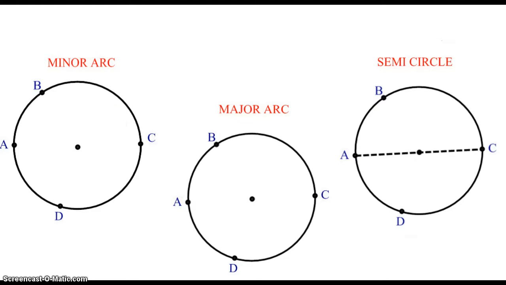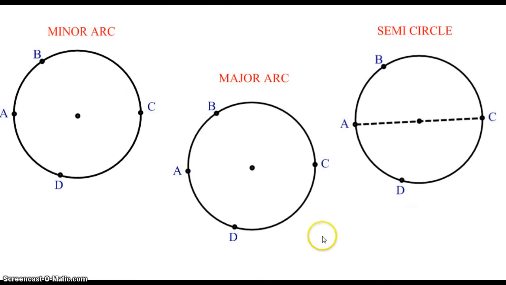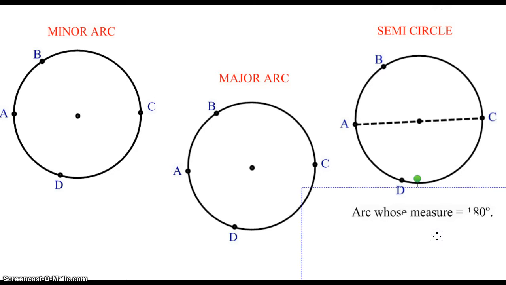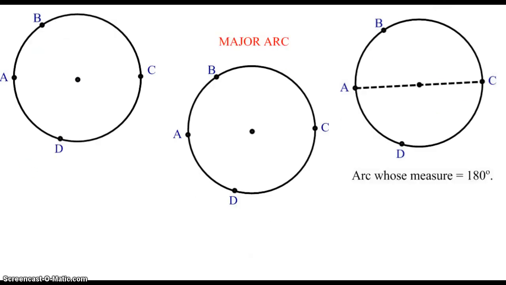Let's start with a semicircle because I'm hoping that you could at least figure out what a semicircle is. A semicircle is an arc whose measure is 180 degrees. If I needed to label those arcs, I know that this is a diameter. That's the only way that I would know it's a semicircle, so it'd have to connect the diameter.